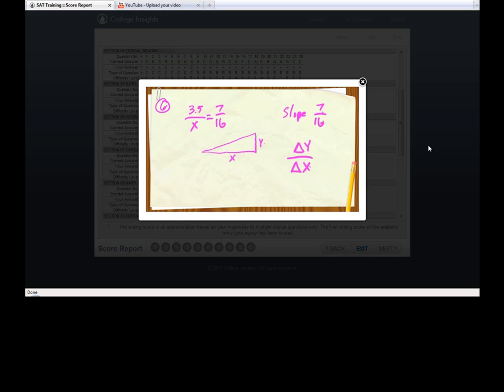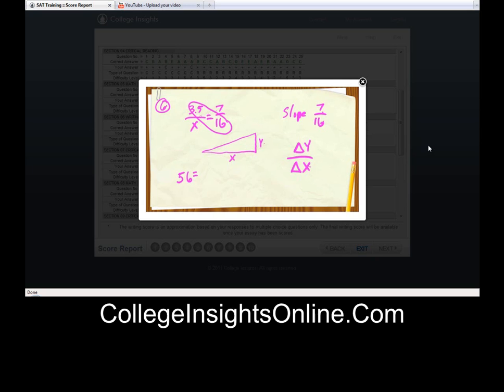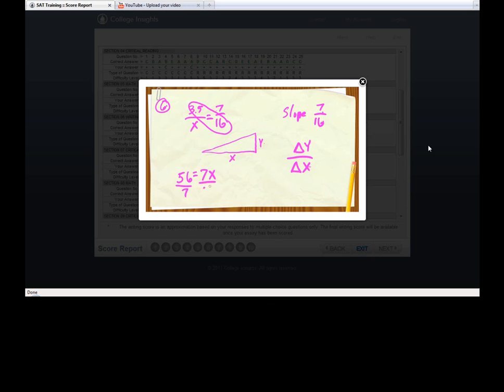And because we have an equation like this, we can cross multiply. So 16 times 3.5 equals 56, and that equals 7x. And divide each side by 7, and we get x equals 8, and that's answer choice A.